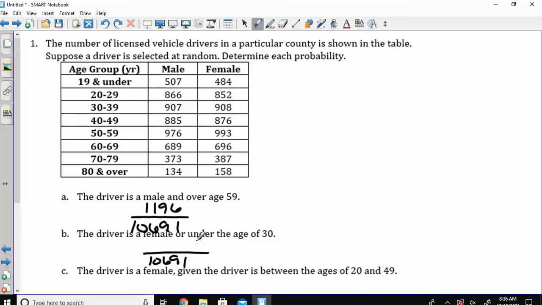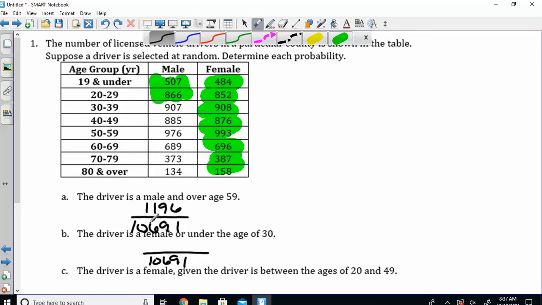Okay, B. There's still no condition, so it's still out of everybody. I want female or under 30. So I have to add up all my females or the people under 30. So again, you can set up a whole formula, but you don't have to, because you can just look at your table and see which numbers we need to add together. So if I do that, add up all those people, you should get what?